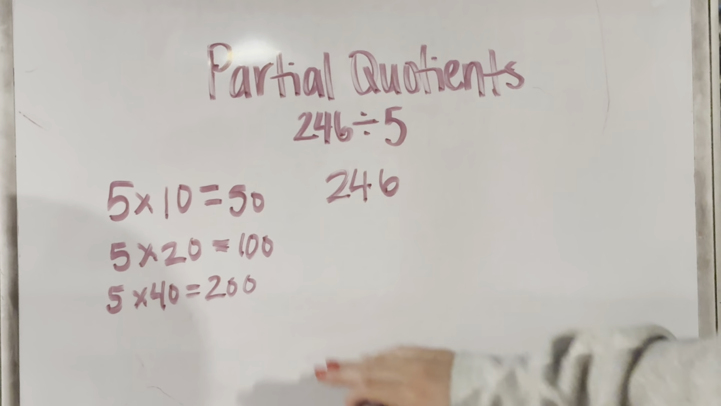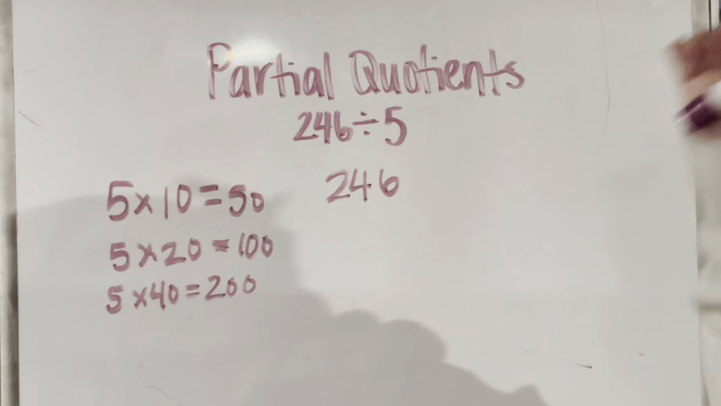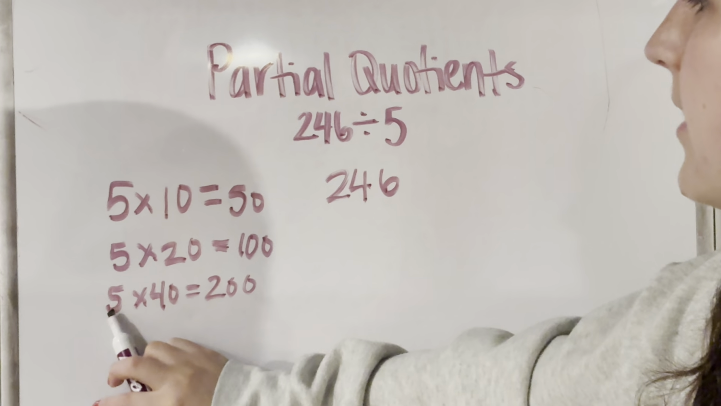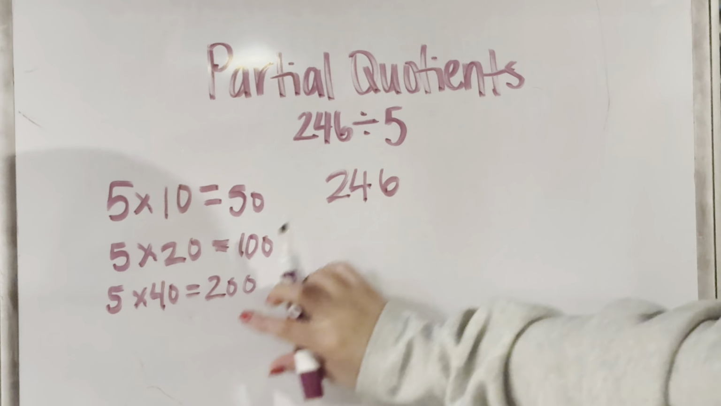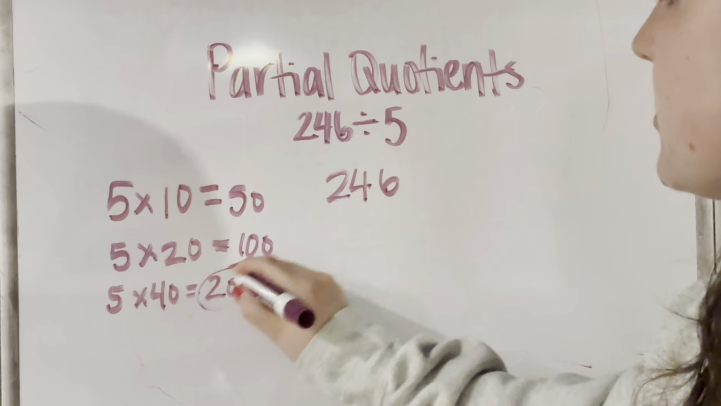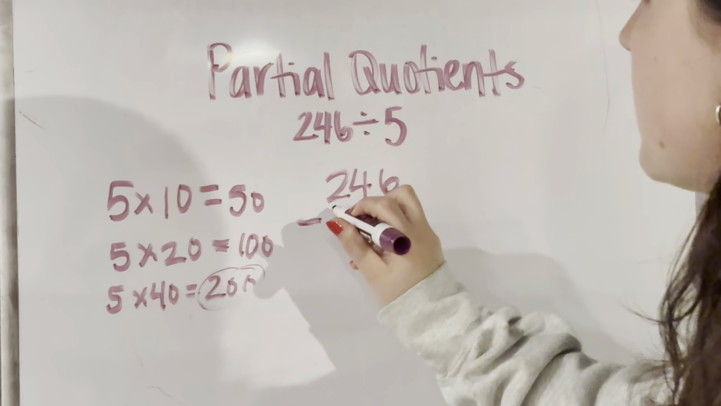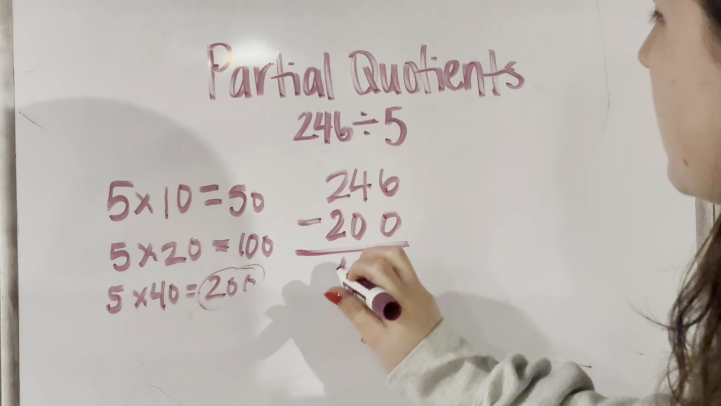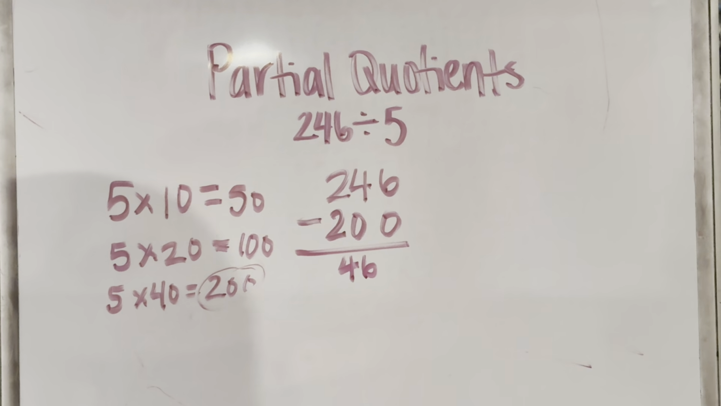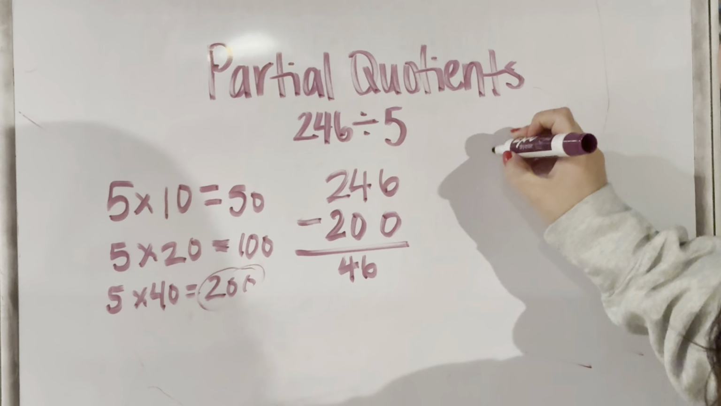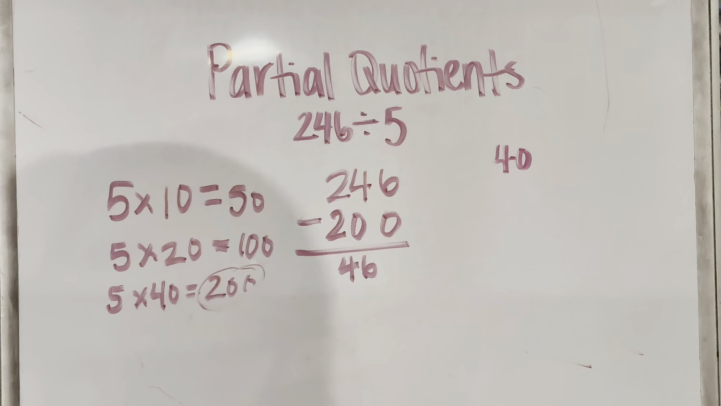So we're going to start. I'm going to look at my factors and think about multiples I know in my head. I know that 5 times 40 is 200. Well, that 200 will go into this 246. So I'm going to take this 200 and subtract it from 246, which leaves us with 46. I'm going to write over here that I used 5 times 40. So I'm going to write 40 over here.